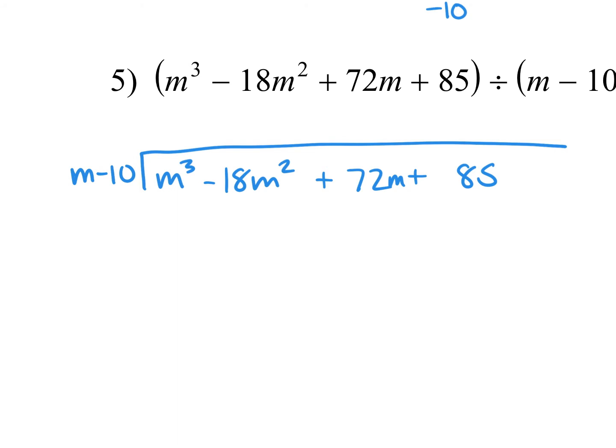All right, so Luca, step 1 is divide. So I take the first number here and divide it by m. So I'm just taking away an m here, so it'd be m squared. I put that above the m squared here.